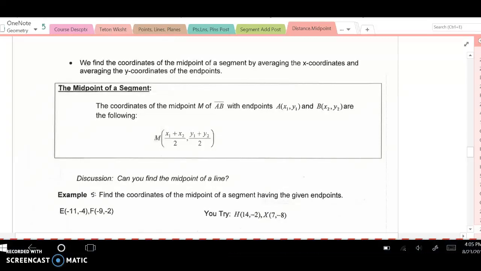Okay, so now we are going to look at finding the midpoint of a segment. And so it's exactly what we said it would be. You're just averaging the x-coordinates and averaging the y-coordinates. So these are the y-coordinates. These are the x-coordinates. And remember, your answer will come out as x comma y. Your answer is an ordered pair.